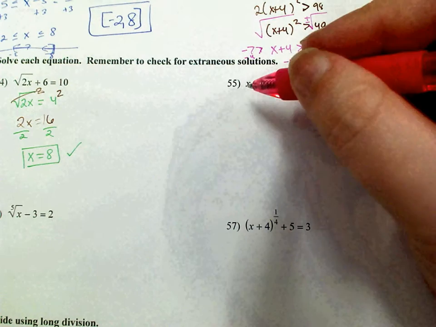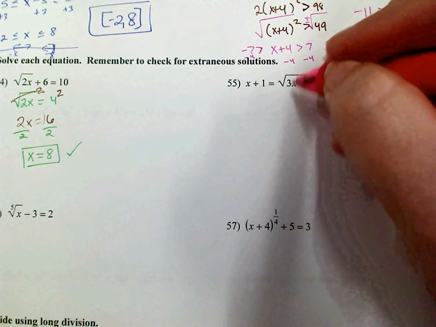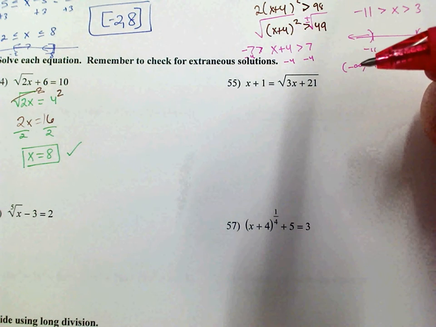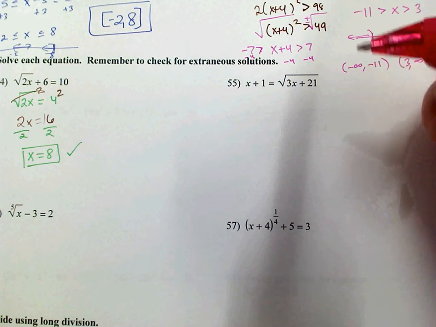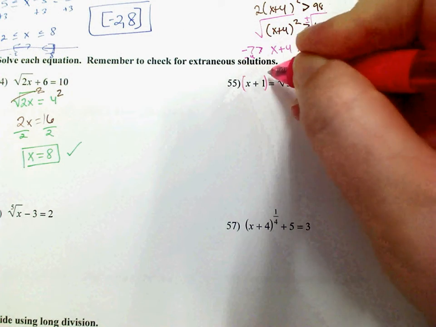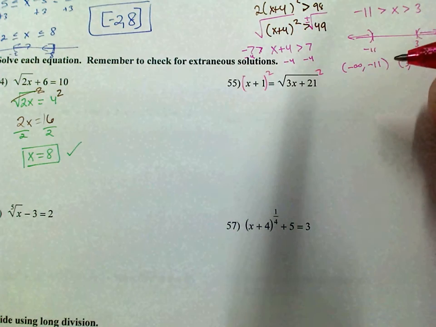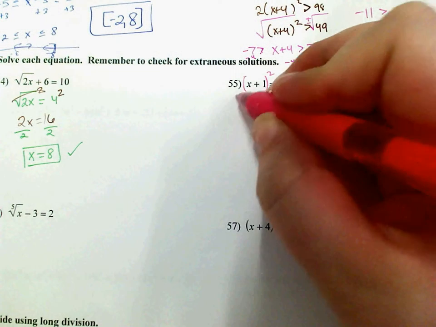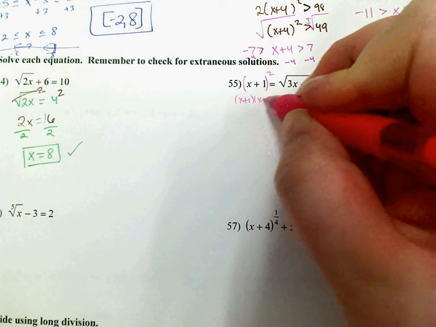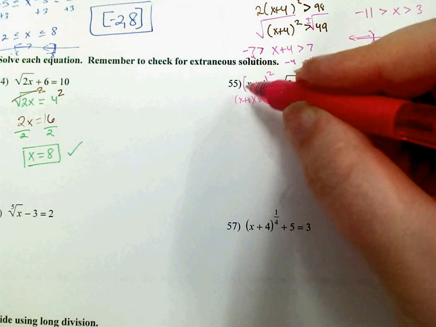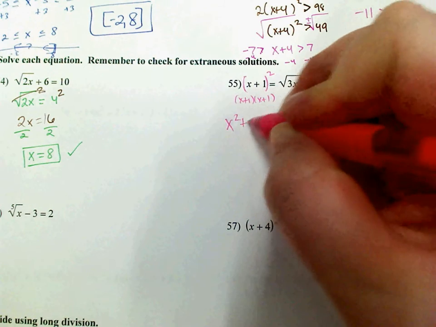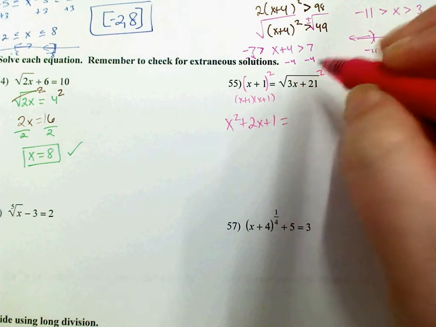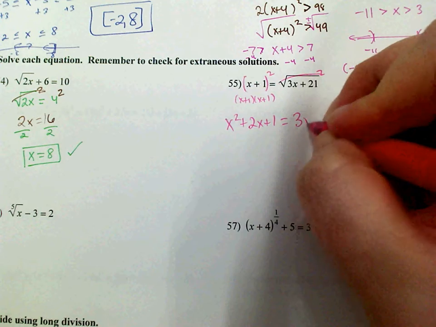Alright, number 55. Okay, we've got an x right here, and you've got an x in there. I cannot even think about combining x's or getting everything on the same side until I get rid of the square root. So what we have to do is square both sides. You have to square the entire side, okay? Over here, that means x plus 1 times x plus 1. Foil it out or distribute out, you get x squared plus x plus x plus 1. That's x squared plus 2x plus 1. On this side, it just cancels out the square root, and you're left with 3x plus 21.